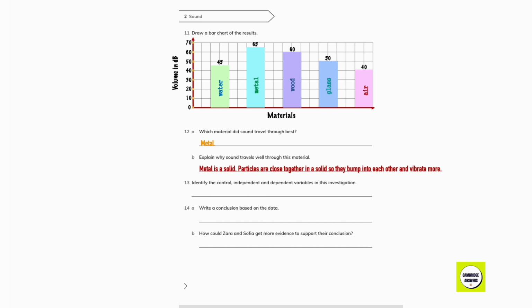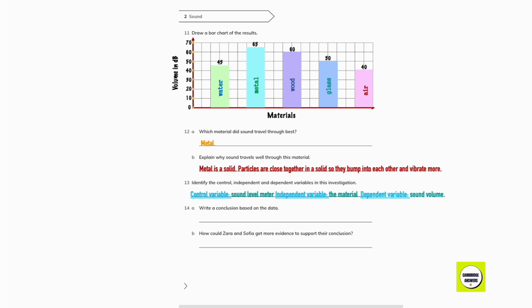Explain why sound travels well through this material. Metal is a solid. Particles are close together in a solid, so they bump into each other and vibrate more. Identify the control, independent, and dependent variables in this investigation. Control variable, sound level meter. Independent variable, the material. Dependent variable, sound volume.